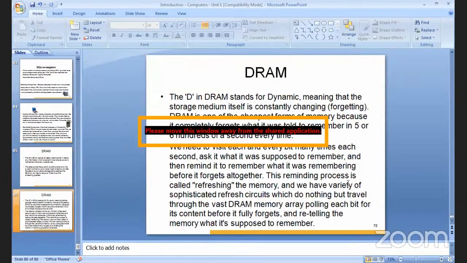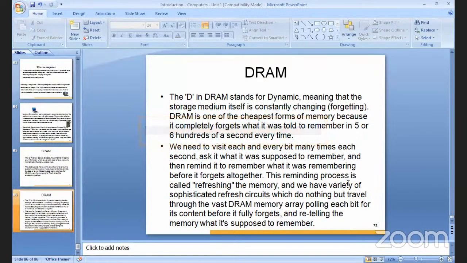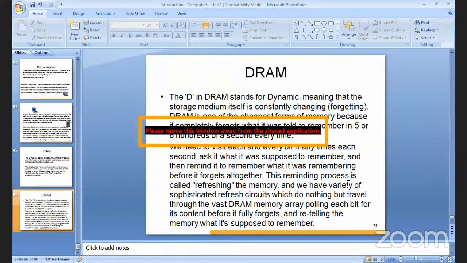And one more is DRAM. DRAM stands for dynamic. It's a storage medium that is constantly changing, which means it removes the data automatically. DRAM is one of the cheapest forms of memory, because within 5 or 6 minutes the data is going to be modified or erased.